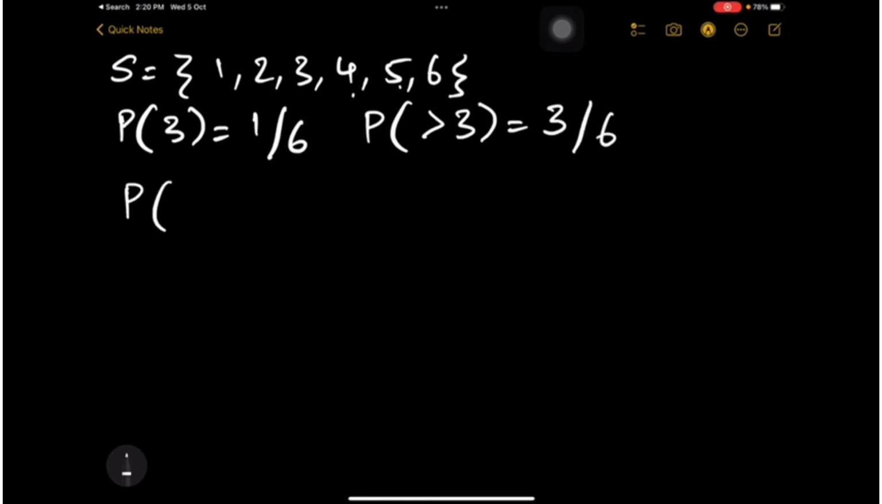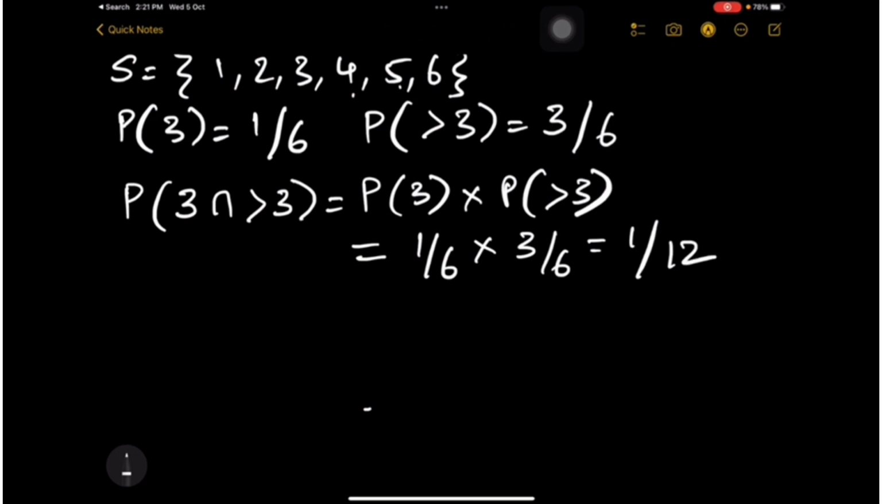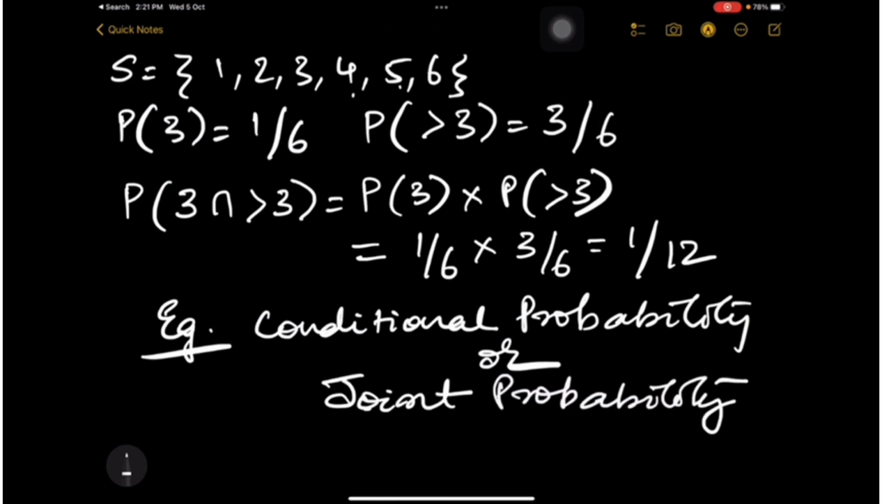Now we are looking for probability where first trial yields 3 and second trial yields greater than 3. This is a conditional probability or joint probability. So we have to multiply the probabilities. That is 1 by 6 into 3 by 6, that is 1 by 12. This is an example of conditional probability or joint probability. Thank you.